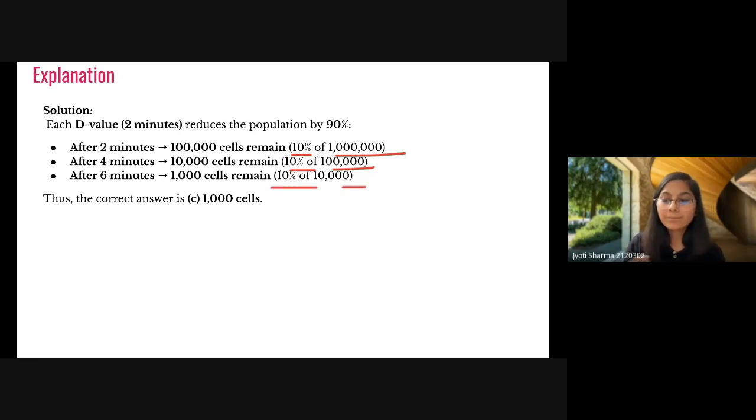But the normal way, I just saw that you just remove one log. So initially, let's say it was 10 raised to power 6, then after removing one log, it will be 10 raised to power 5, and then 4, and then 3. And this is how you can calculate the number of viable cells that we will have after 6 minutes.